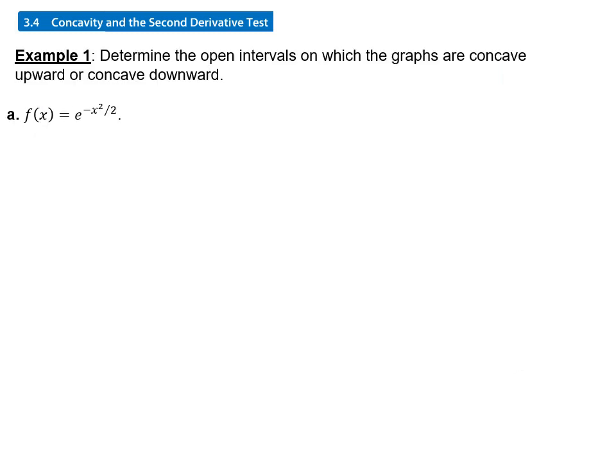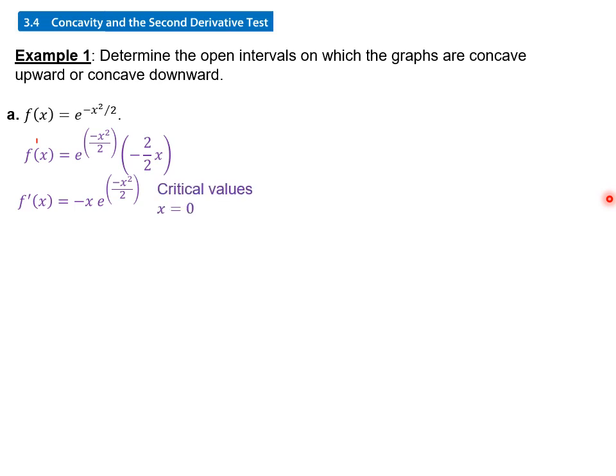Okay, example 1, determine the open intervals on which the graphs are concave upward or downward. We got two parts to this one. So first derivative of f of x, and I missed the derivative sign on that, so there should be a f prime right there. We get e to the negative x squared over 2 times negative 2 over 2 times x. That just simplifies to negative x, e to the negative x squared over 2. And then critical values would be 0.